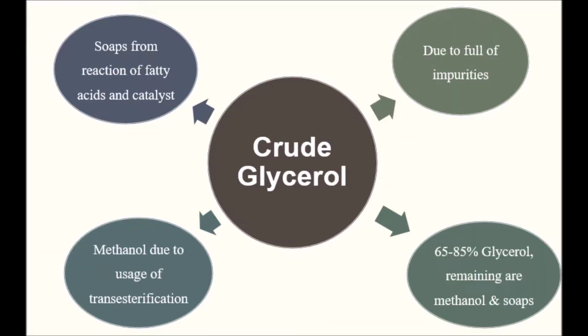Most of the glycerol produced from biodiesel production is full of impurities. Therefore, it can be called crude glycerol. Crude glycerol generated from biodiesel production is impure, and in general, glycerol makes up 65% to 85% weight content of the crude stream. Methanol and free fatty acids are the 2 major impurities contained in the crude glycerol.